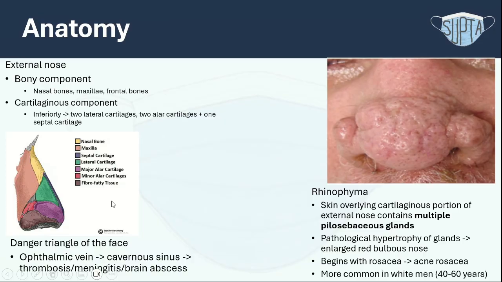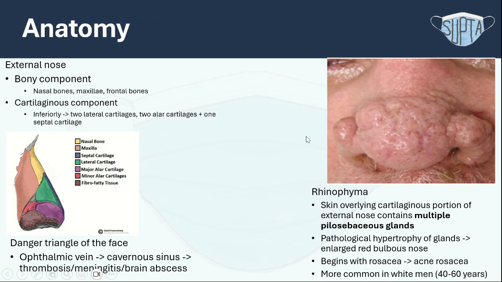And you also have the danger triangle of the face. So you have the ophthalmic vein, which forms a communication between the facial vein and the cavernous sinus. This can lead to infection spreading that way and causing thrombosis, meningitis, and brain abscesses as it infiltrates the cavernous sinus, which is in close proximity with the brain itself. So that's quite an important thing to be aware of.